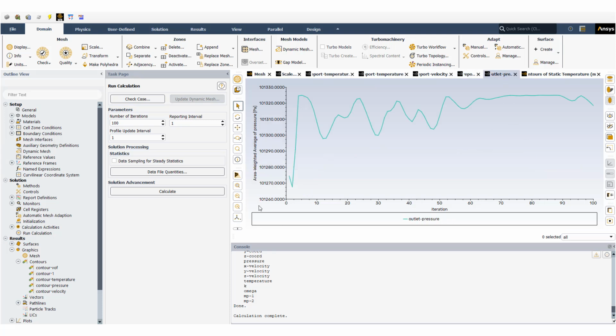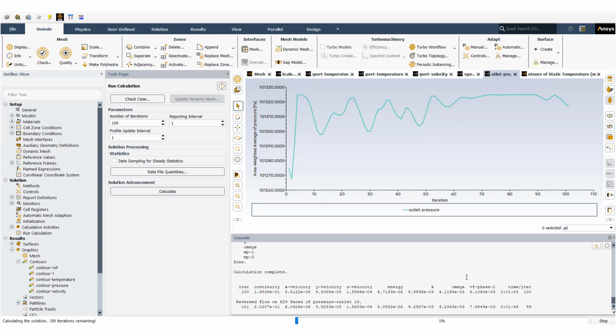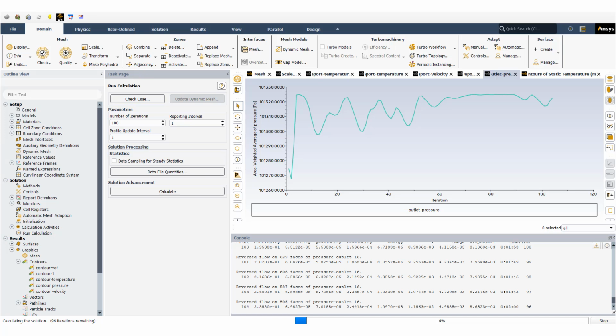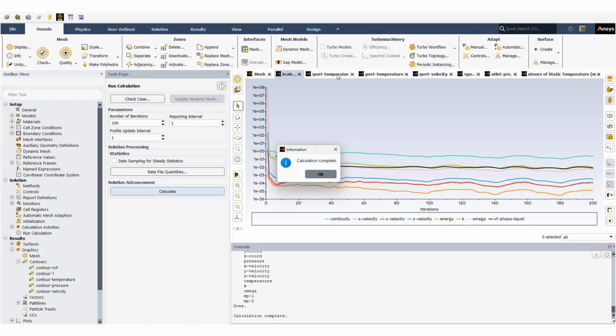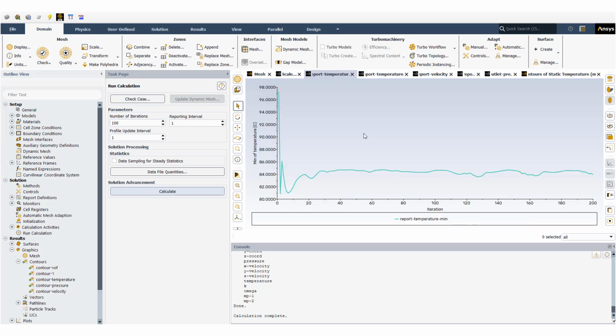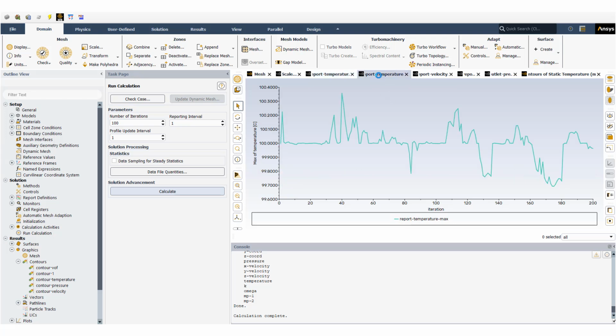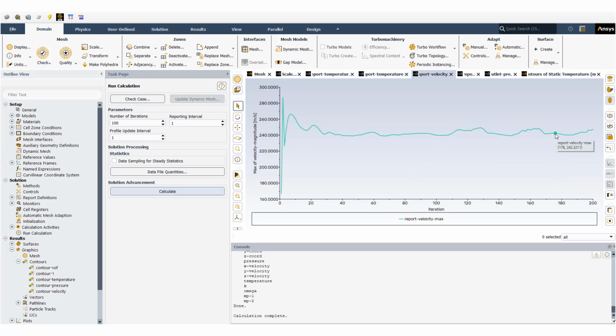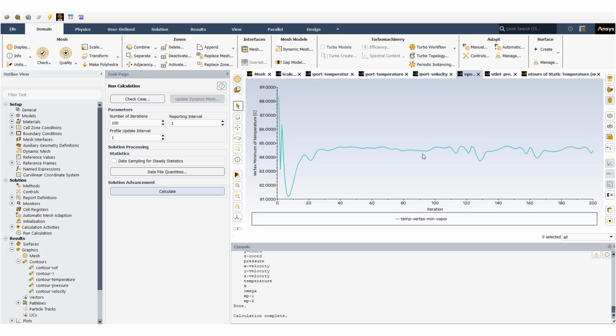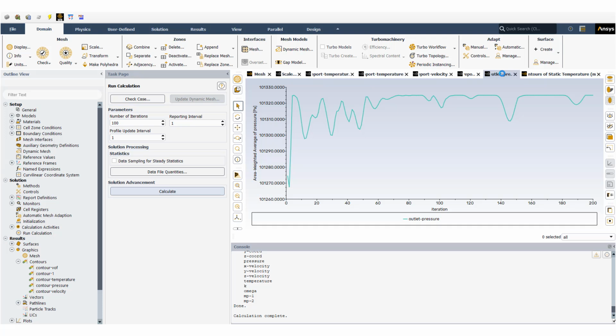And let's run it for another 100 iterations, see what's going on. I'll be back to you after finishing this run. The solution is completed for 200 time steps. This is the minimum temperature, again around 84 degrees Celsius. Maximum temperature around 100 degrees Celsius. Velocity 240 as before. Vortex minimum for vapor temperature, as you can see, again around 84 degrees Celsius, and this is the profile for the pressure at the outlet.